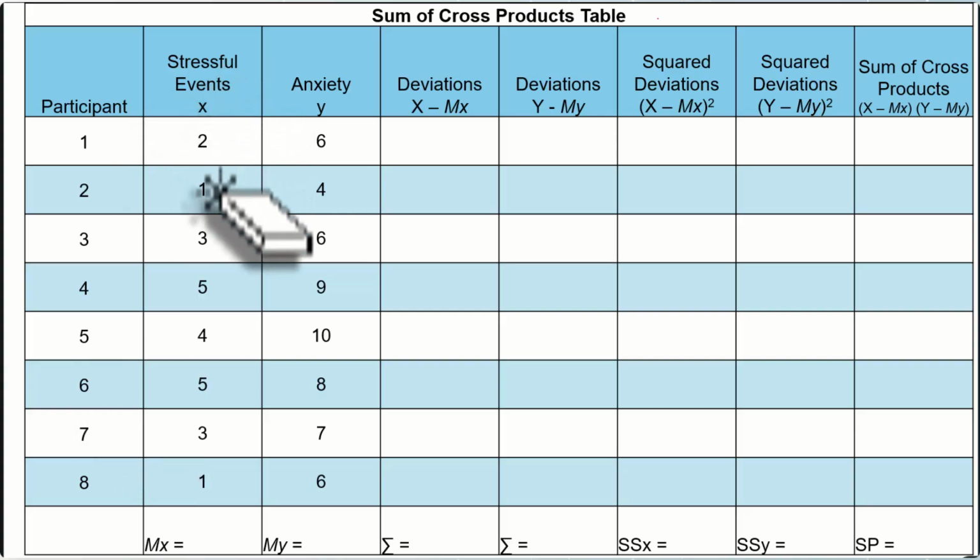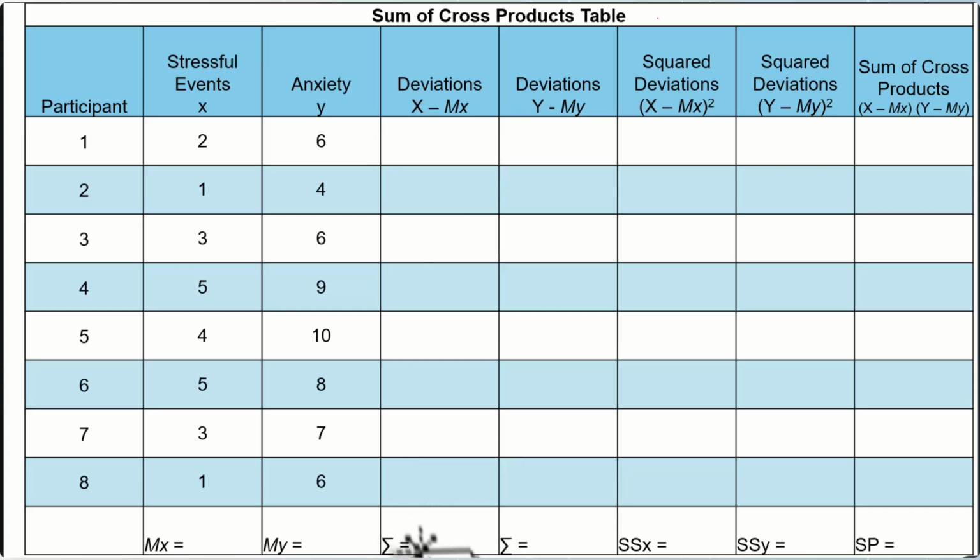Then we have our X values. At the bottom of that column is the mean of X. Then we have our Y column, and then we have our mean of Y. And then we move into something that's going to feel very familiar. We're going to compute deviations and squared deviations, just as we've done previously. So first, we focus on the deviations of X. So we're taking each X value and so it's X minus the mean of X for each participant.